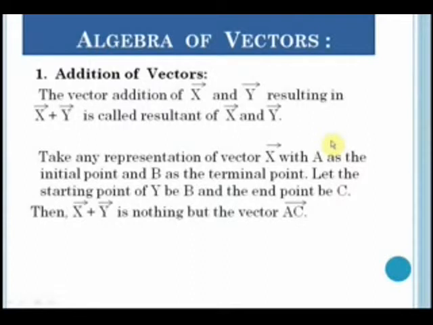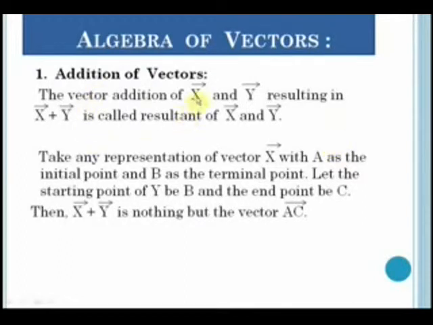Now let's try to understand the algebra of vectors. The first is addition of vectors. Now we know how to add two numbers, but do we really know how to add two vectors, or is it possible to add two vectors? Yes, it's definitely possible to add vectors, but how? Let's try to understand this.